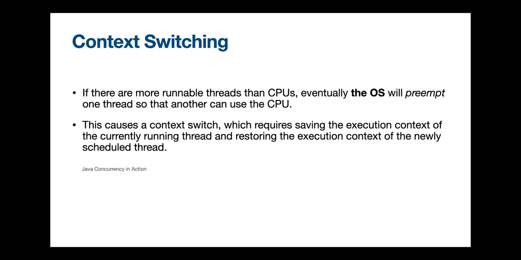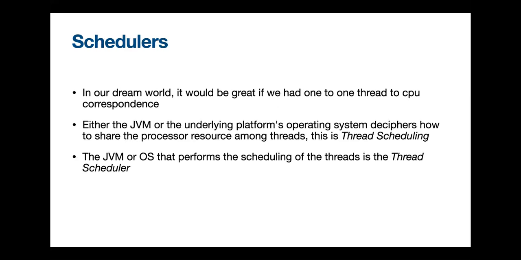I need to give some time over. It's kind of like timeshares, right? When you get a timeshare in the Caribbean, same sort of thing. There aren't multiple people there at the same time, but I need to share this time with some other process. So this causes what's called a context switch, which requires saving the execution context of the currently running thread and restoring the execution context of the newly scheduled thread. And this causes a lot of problems when going from one to the other, particularly with thread locals.